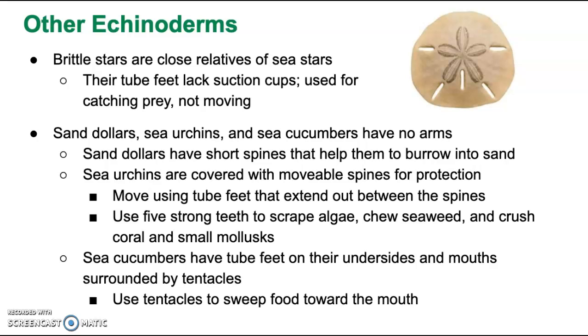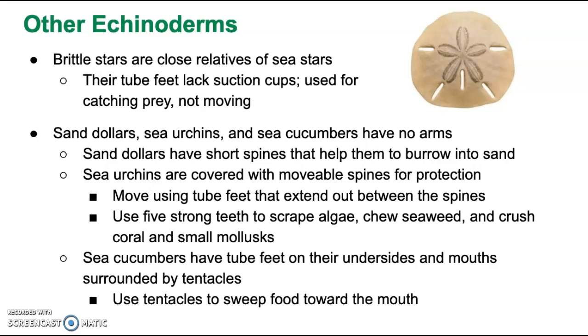Sand dollars, sea urchins, and sea cucumbers have no arms at all. The sand dollars have little spines on them that help them to burrow into the sand. So that picture you see on the screen is an example of a sand dollar. It doesn't really look like a living thing, but it is. Sea urchins are going to be covered with movable spines, and those spines not only help to protect, but they also help the creature to move. The tube feet are going to extend out between them.